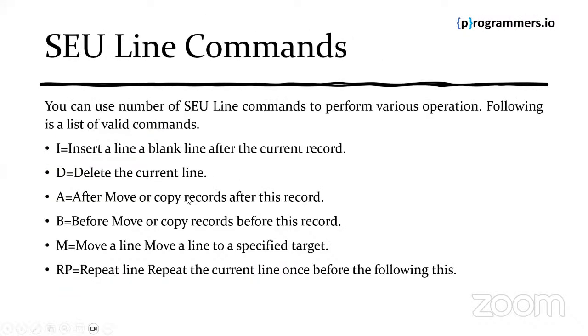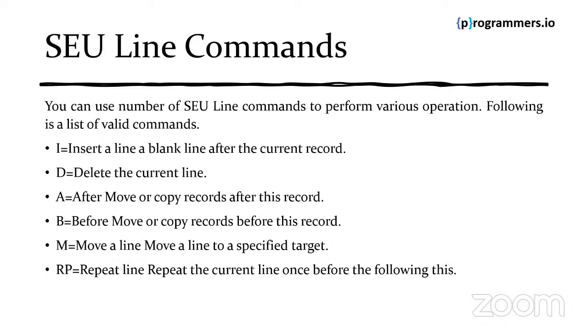The next topic is SEU line commands. IBM i provides a few SEU line commands so we can perform various operations. These are the common and popular line commands inside the IBM i system. The first one is I. Whenever you are working with a source member and want to insert a new line, you can use the I line command, and then the D line command to delete any code line inside the source member, and then A and B.